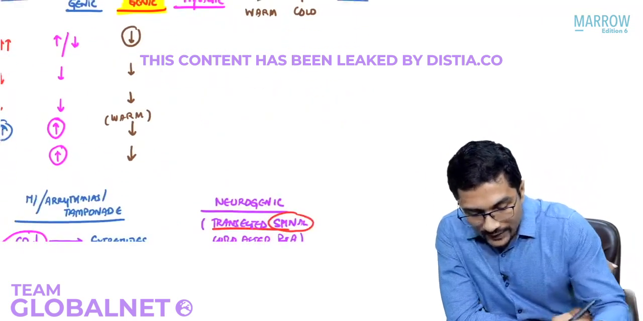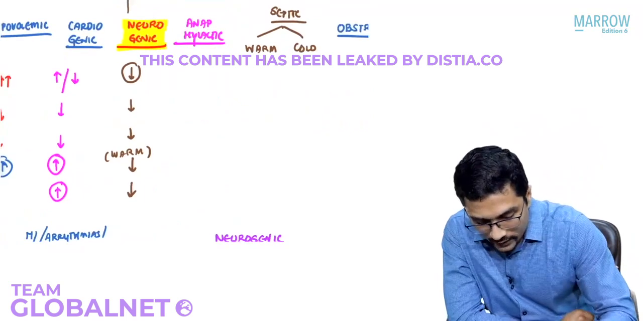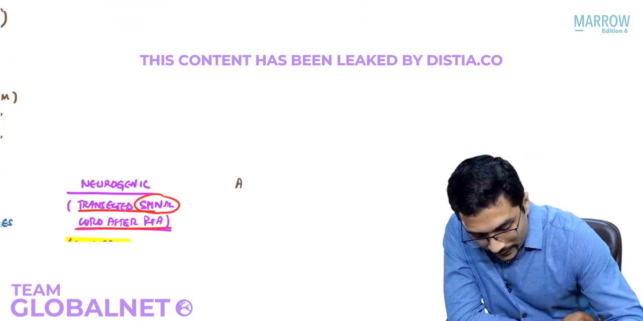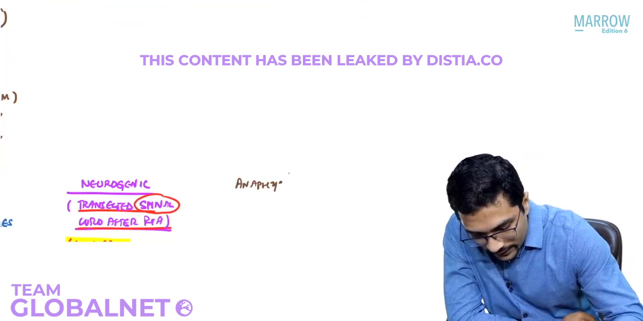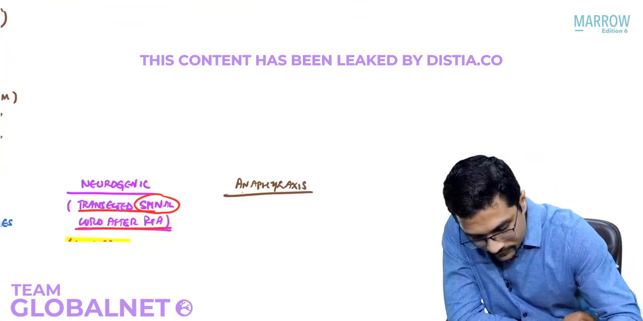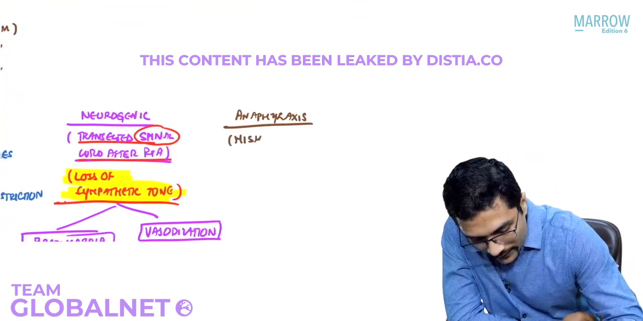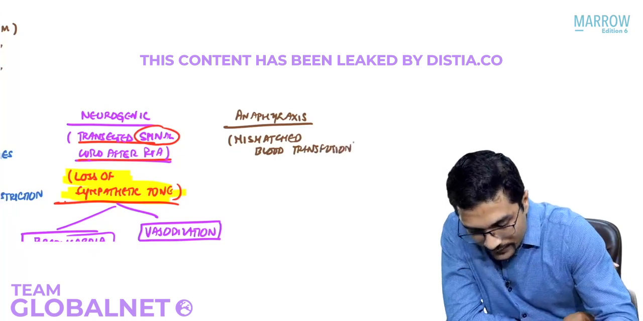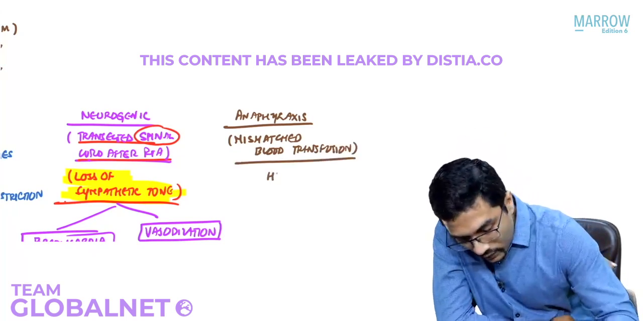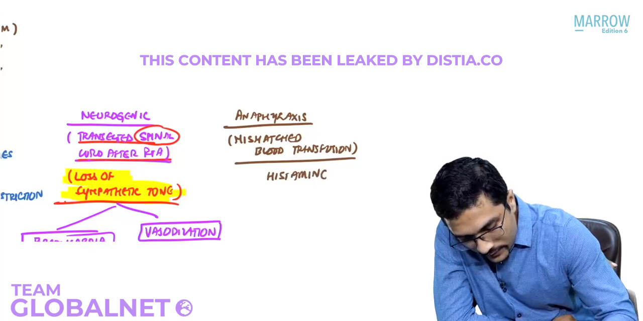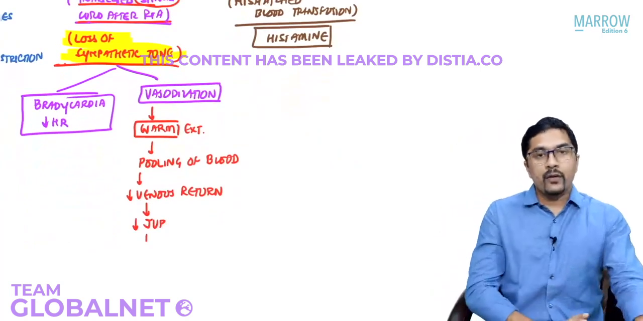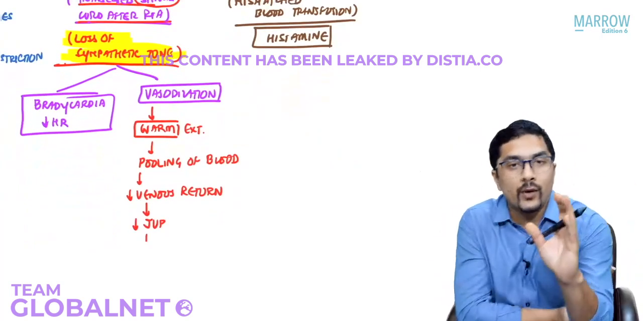Let's talk about anaphylactic shock now. Anaphylactic shock, we are going to consider the example of a mismatched blood transfusion. Right, so anaphylaxis, you can have mismatched blood transfusion. Now, when there is a mismatched blood transfusion, histamine is released, and histamine is the driver for this anaphylaxis and anaphylactic shock. You know, large quantities of histamine are released. Now I want you to very carefully observe what is happening in this shock, okay? And this is the correlation which I want you to understand.